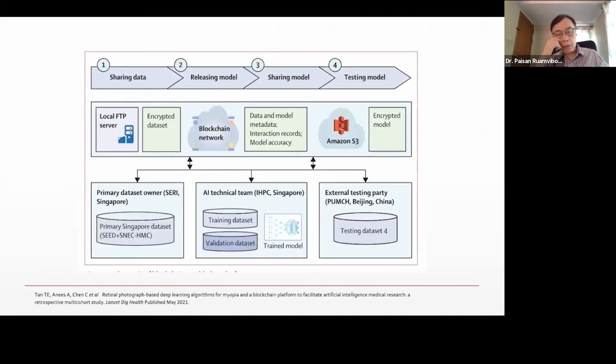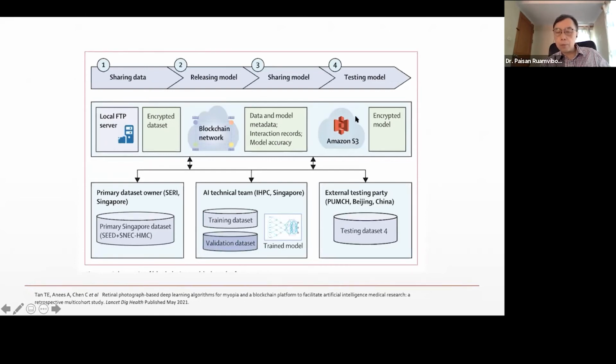Here's the schematic drawing of how the model in this study worked. The first process is data sharing, and then releasing the model, and then sharing the model, and then testing the model. Here are multiple components of this model. The first one is the local FTP server, and they have data encrypted, and they have the blockchain network, and they have data and model metadata and interaction records, model accuracy.